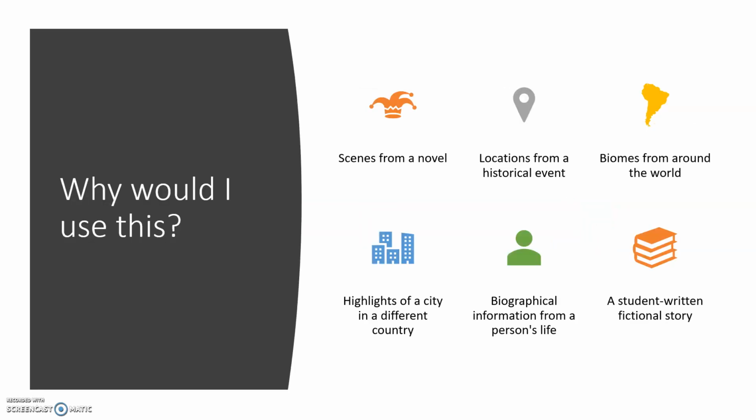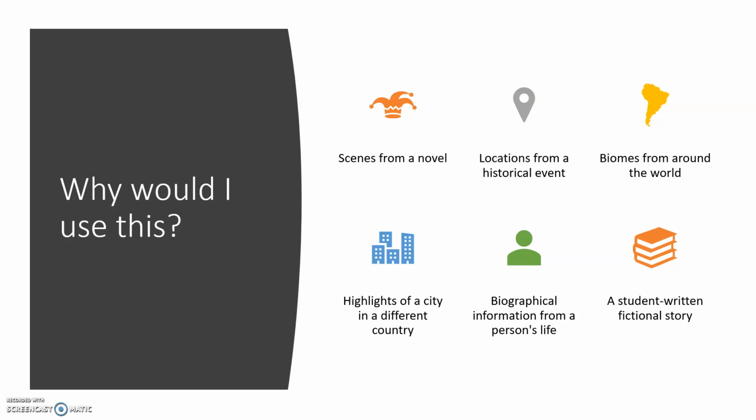Now, you might be asking yourself, why would you want to use this tool in the classroom? Well, you can use this tool to help engage your students. You could find scenes from a novel. So for example, if Harry Potter takes place in London, one of your tour locations could be in London. You can have locations from historical events that the students can look around and see for themselves. You could even do lessons on biomes from around the world so that students could experience the different biomes around our planet.